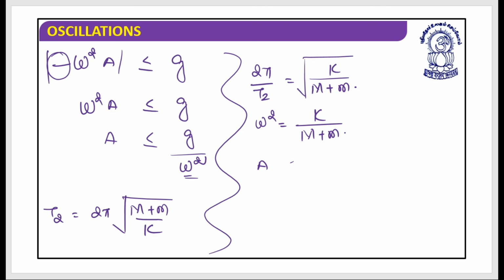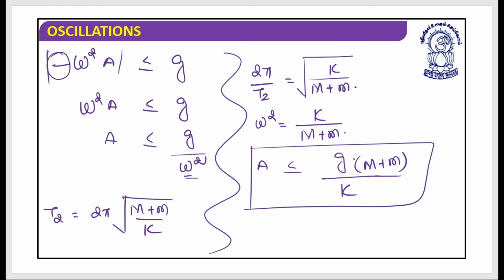So simply a should be less than or equal to g divided by omega square, which is equal to g into (M plus m) divided by k. If the amplitude of this oscillation is less than or equal to this, then this block is never ever going to be thrown away from the system. I hope this is clear.